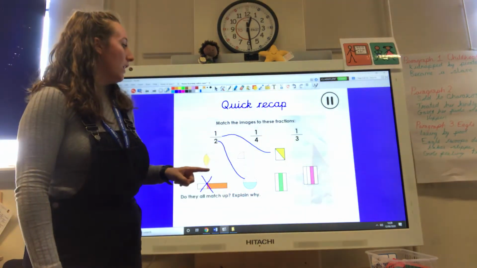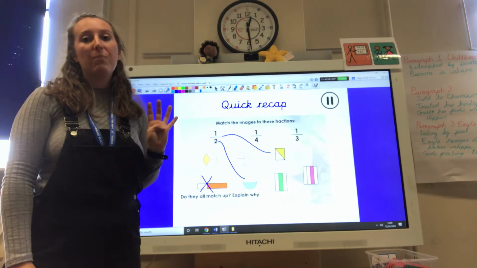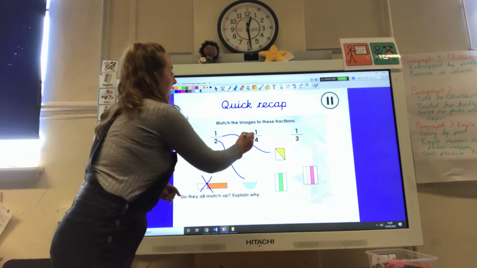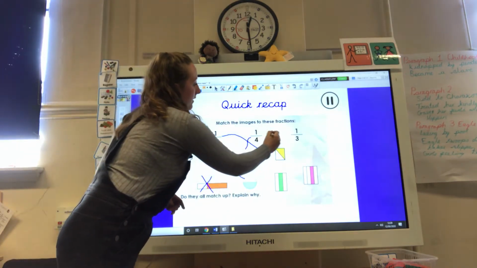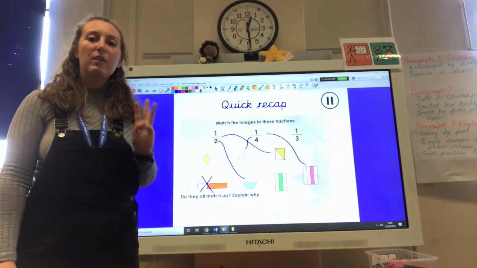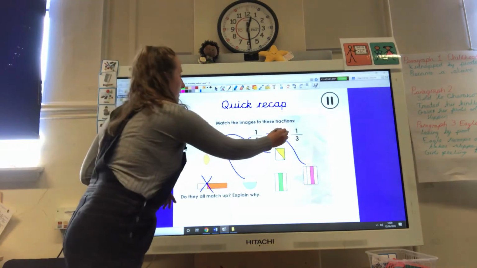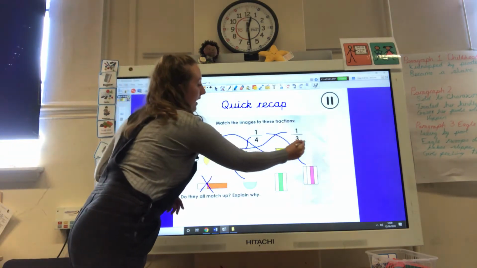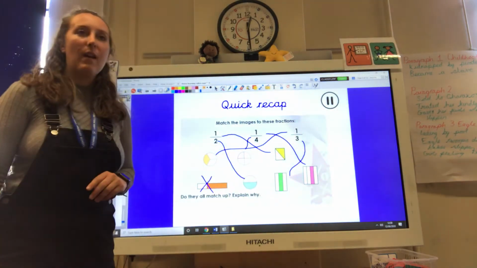Next to 1/4, I'm looking for fractions that have 4 equal parts and 1 is shaded. And finally, 1/3, I'm looking for fractions that have 3 equal parts and 1 shaded. So I can see this one and this one.